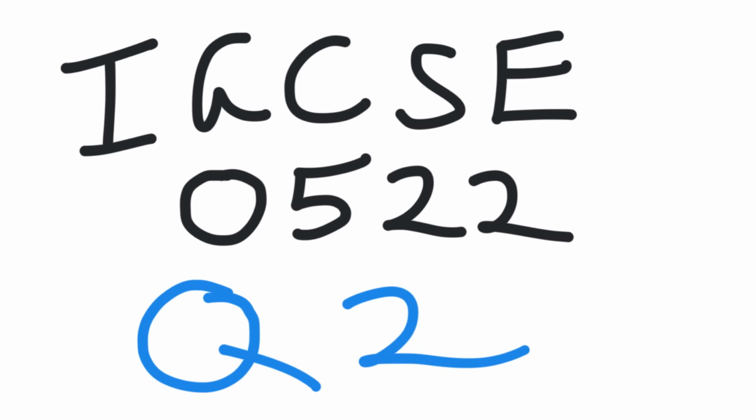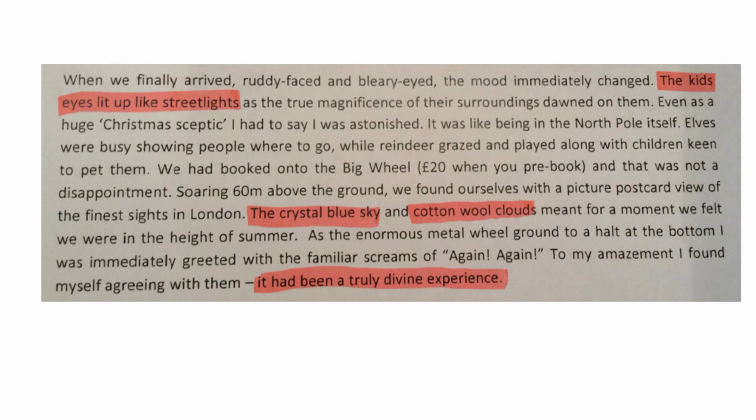Hello, welcome to question 2 of the Cambridge IGCSE reading paper. So that's paper 2 and the syllabus is this one, 0522. But this is the same as the 0500 syllabus for people studying outside the UK. So this candidate also has 4 things to write about in their paragraph.